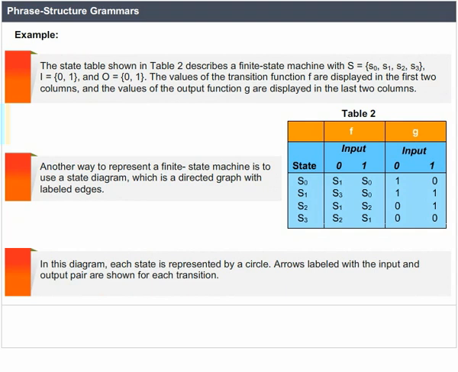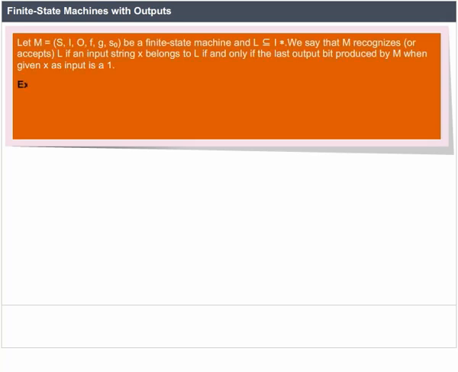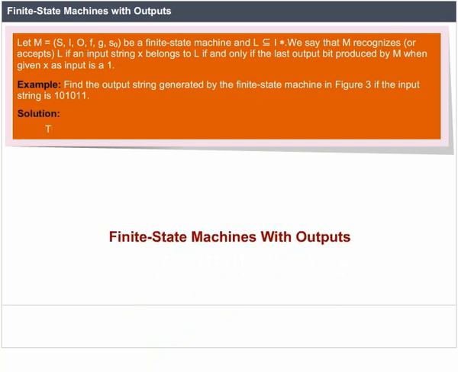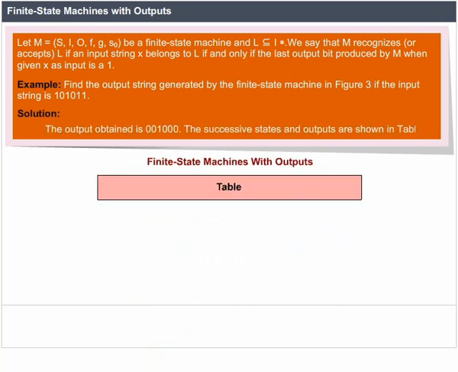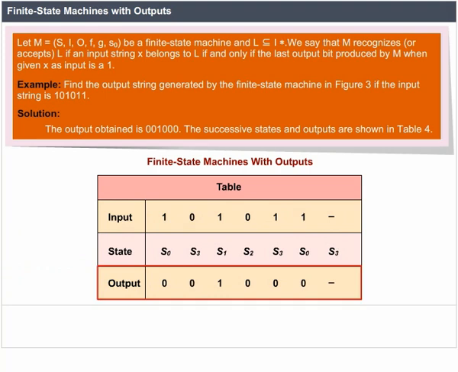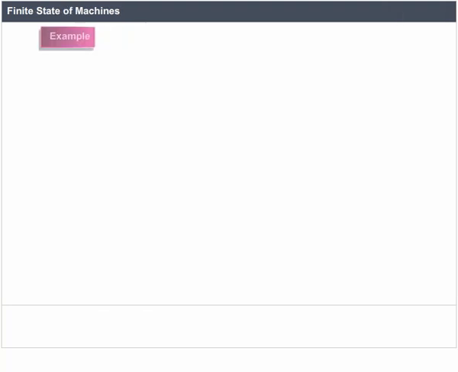Let M equal to (S, I, O, f, g, S0) be a finite state machine and L a subset of I*. We say that M recognizes or accepts L if... Example: produce a finite state machine that adds two positive integers using their binary expansions.